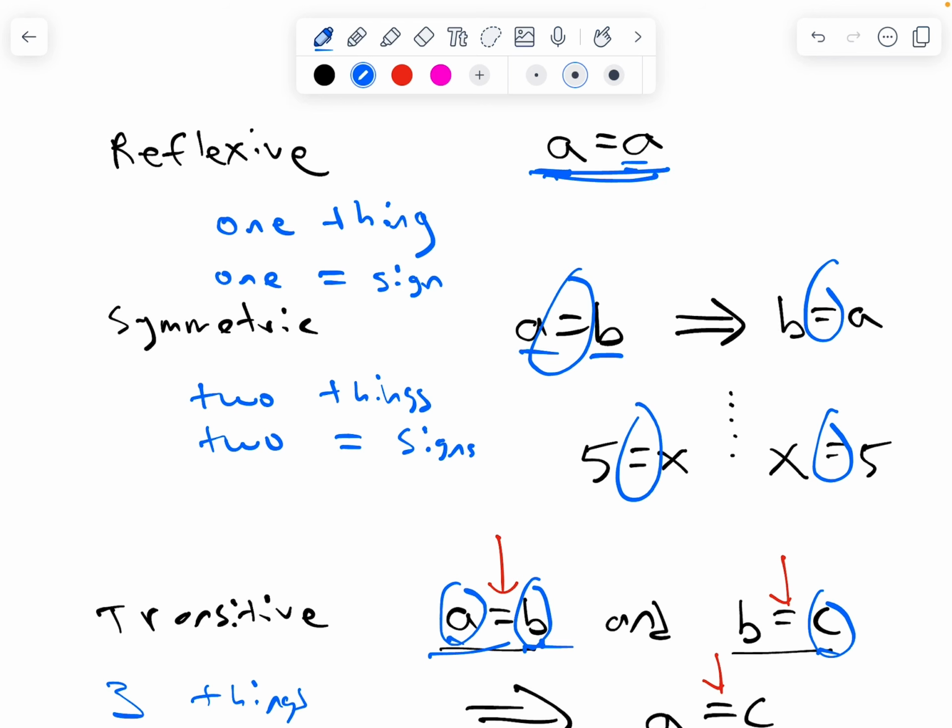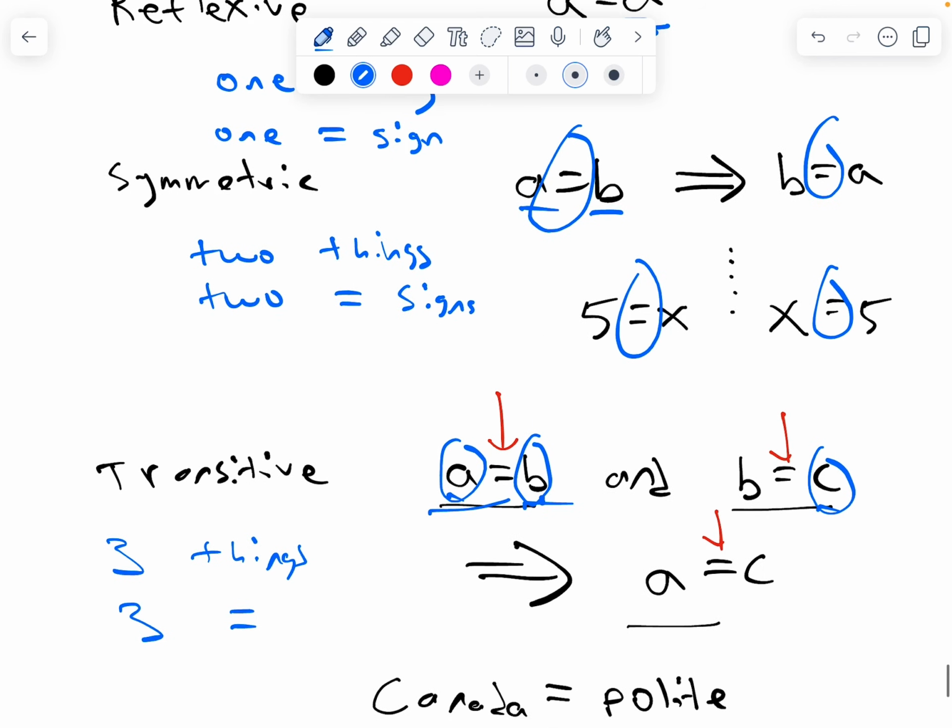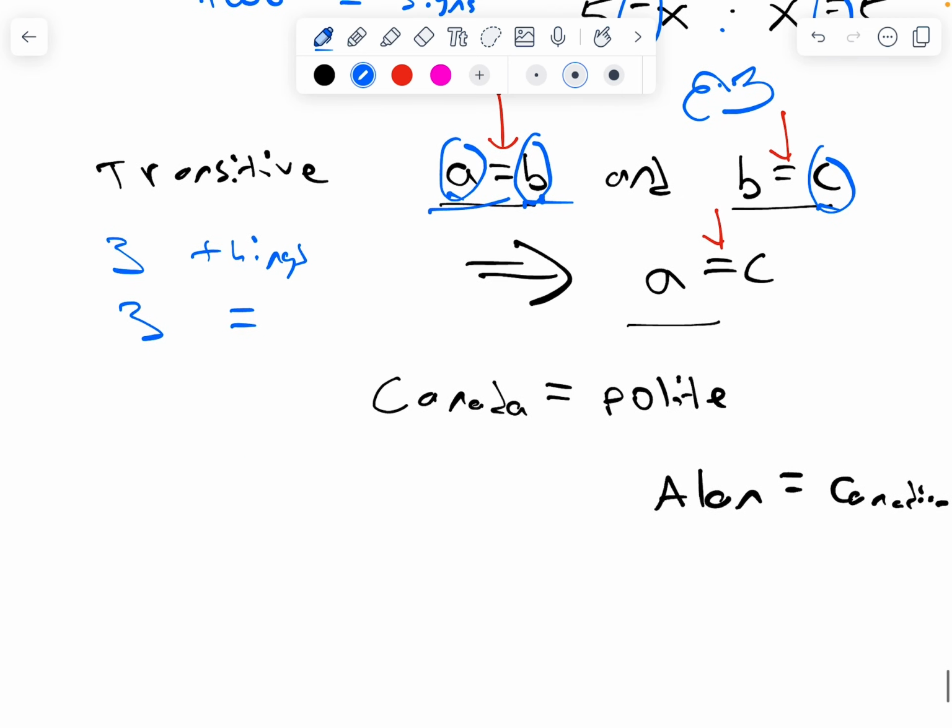Reflexive, anything's equal to itself. Symmetric means you can flip it around symmetrically like a butterfly. Transitive, to trans means to go across. A crosses to B, B crosses C. You're crossing across all those different equalities.